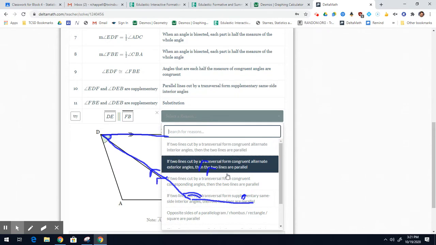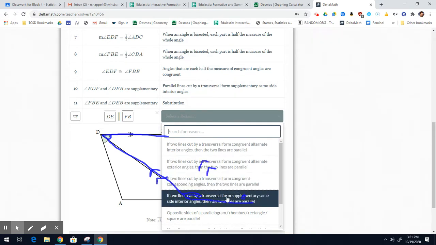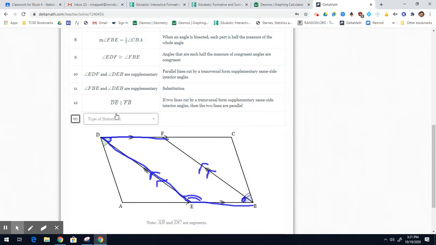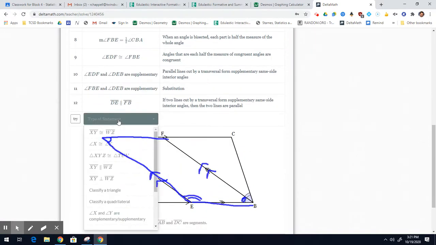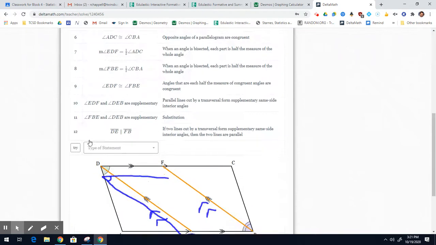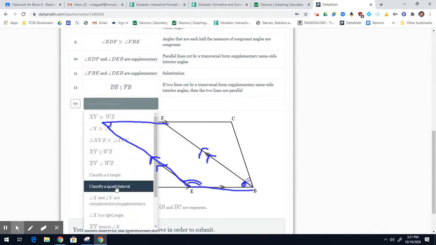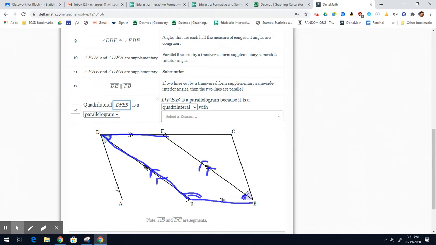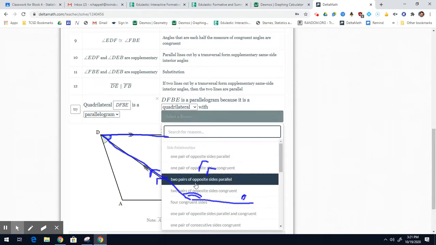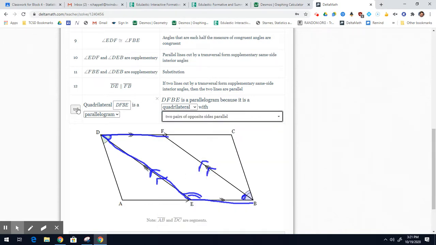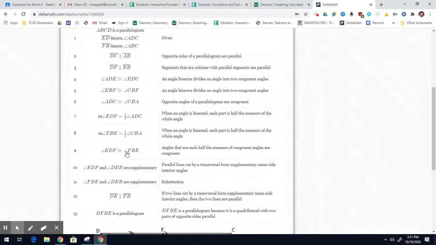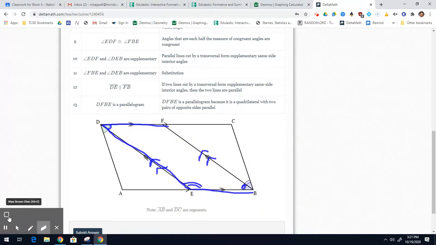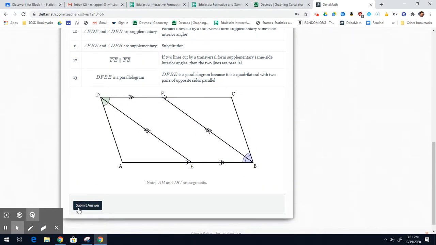If you have same side interior angles supplementary, then the lines are parallel. And thus I have shown that both pairs of opposite sides are parallel. This thing is a parallelogram. So they want DFBE to be a parallelogram. Classify a quadrilateral DFEB, DFBE. DFBE is a parallelogram because I have two pairs of opposite sides parallel. Oh yeah, green check mark. Get this off there. And I am done.